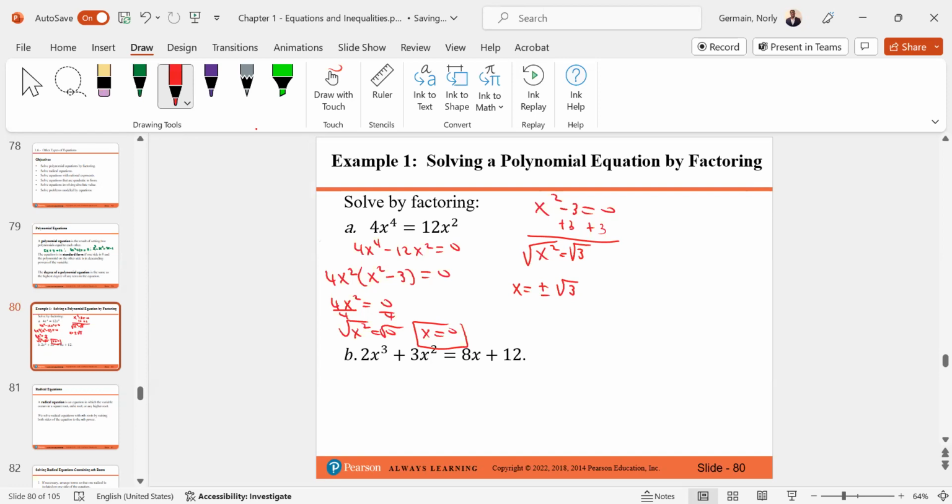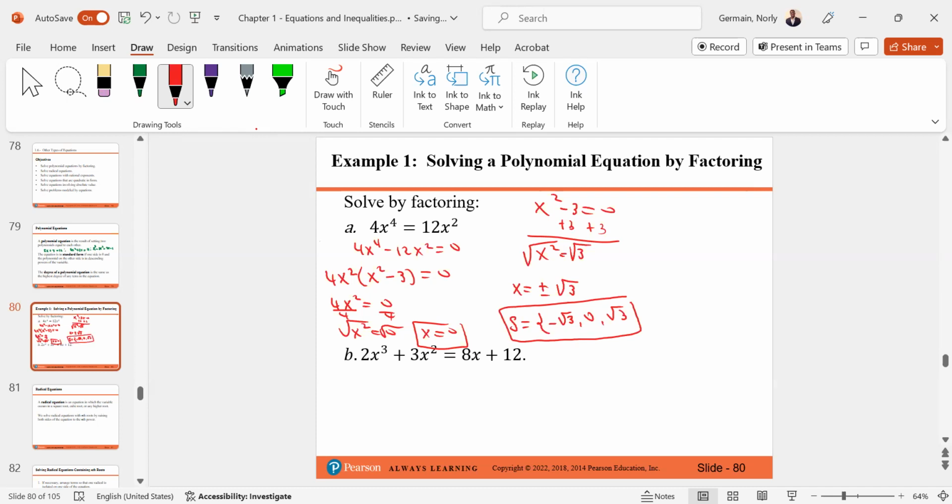Because it was power 4, we could expect to have 4 answers. But because 2 of them are zeros, we cannot repeat zero twice. So we're going to have only 3 of them. We have negative square root of 3, 0, and square root of 3 as the solutions to this equation.